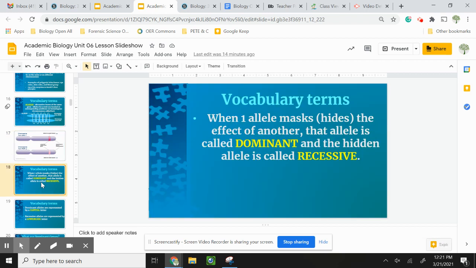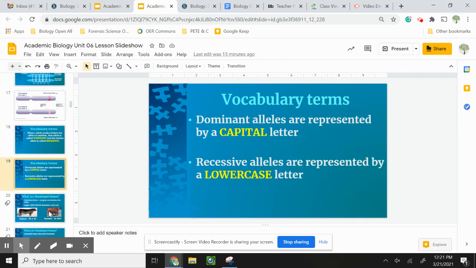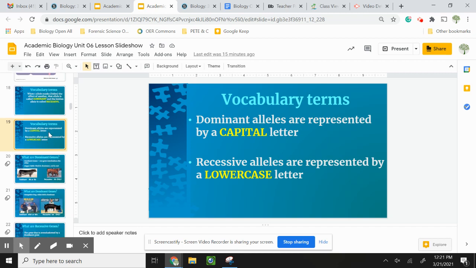We need to add some more vocabulary to understand what happens next. One allele masks or hides the effect of the other, and that allele is called dominant. The hidden allele is called recessive. The dominant allele is going to mask the recessive allele. So looking back at our flowers, the baby flower is actually going to come out purple because purple is the dominant color in this case. And we know this because that's what's represented with a capital letter. Dominant letters are represented by capital. Lowercase letters represent recessive alleles.